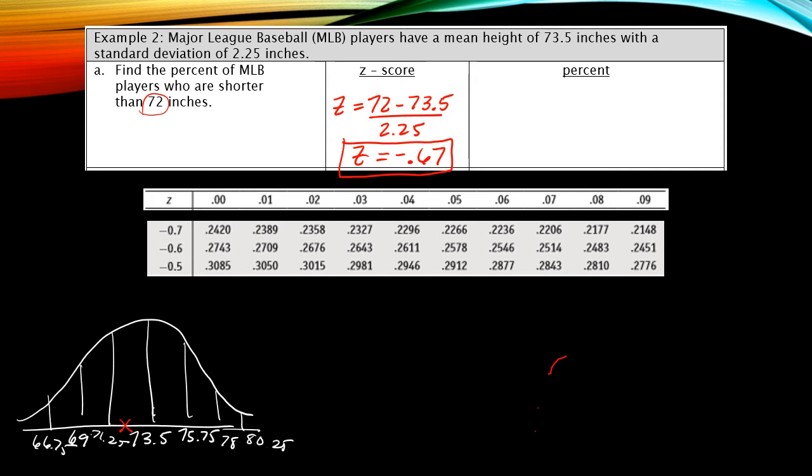So I've snipped out the part of the z-score table that we want. Because our z-score is negative, you have to make sure you're looking at the negative side of the z-score table. And I'm going to look at my first decimal, which is negative 0.6. So I know I want this row right here. And then my second number is a 7. So I want to look at the top here, and I want to look at all of the things that are underneath the 0.7. And then I'm focusing in on the part that is overlapped by both blue and yellow, which is 0.2514.